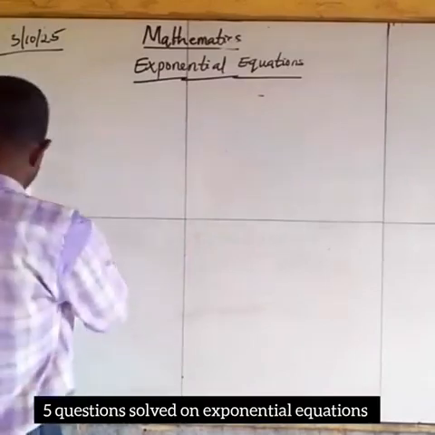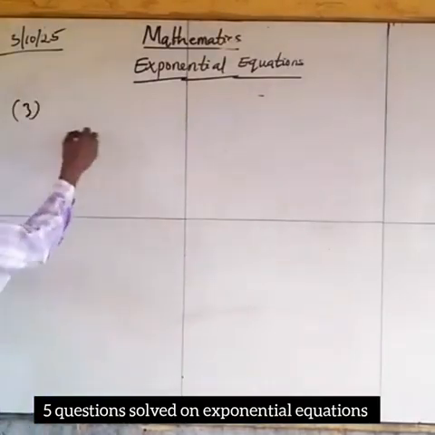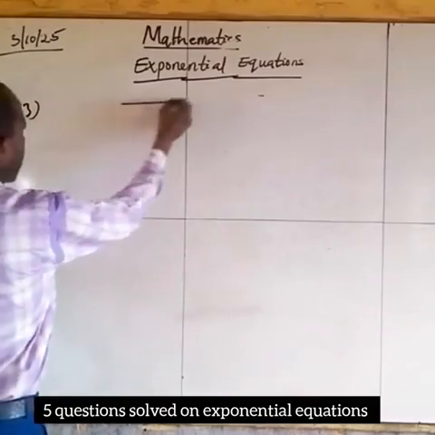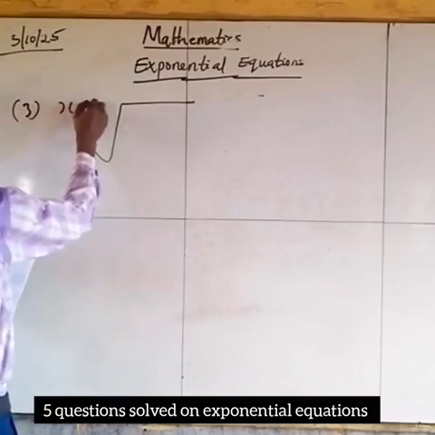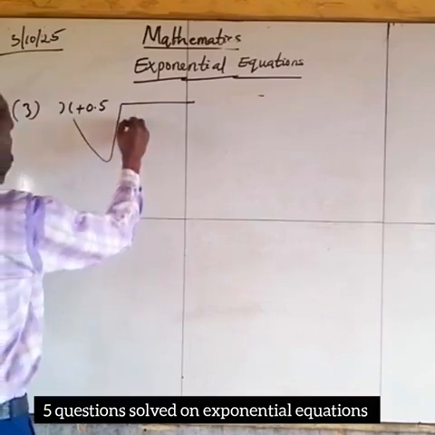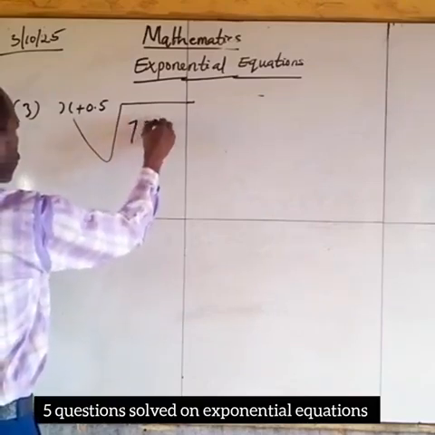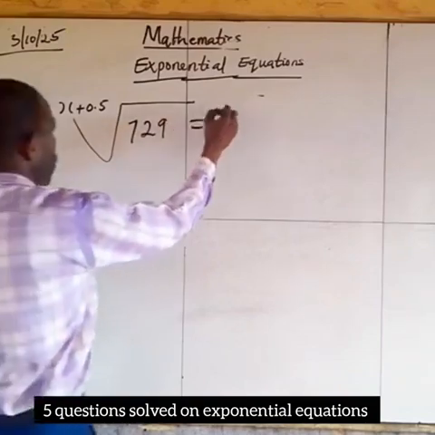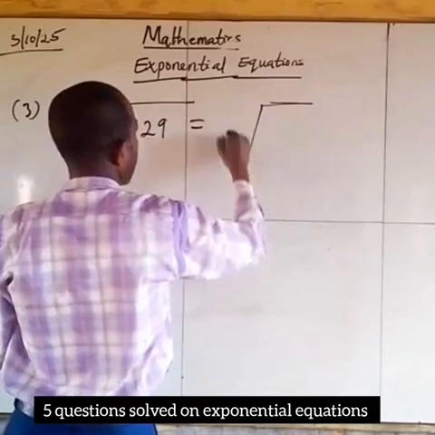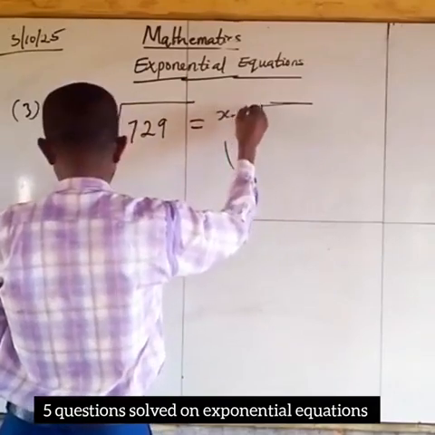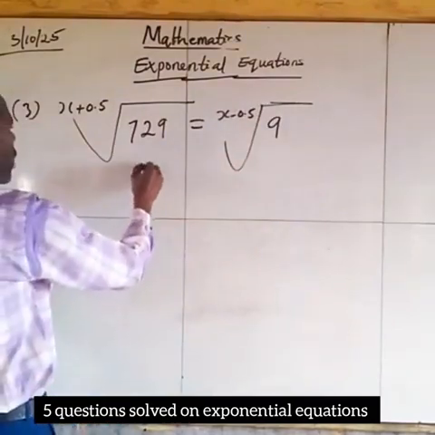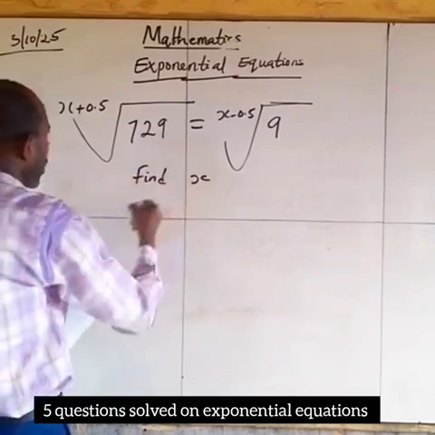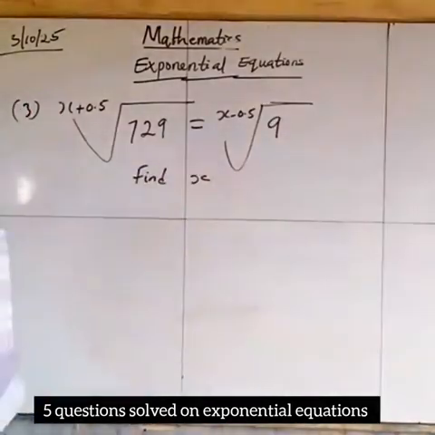Okay, question number 3 says, we have another question that has to do with the (x plus 0.5) root of 729 equal to the (x minus 0.5) root of 9. So we are asked to find x. Okay, so this is similar to the previous question we just solved. So what we need is the same approach.